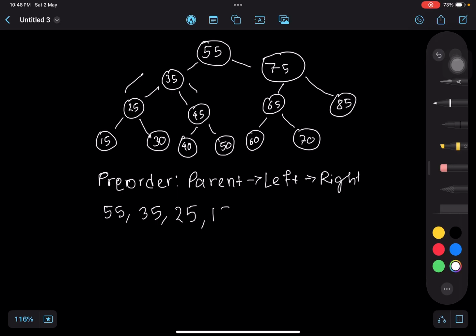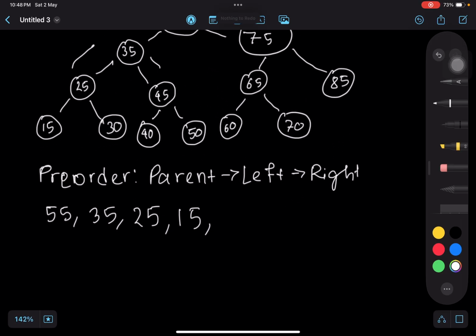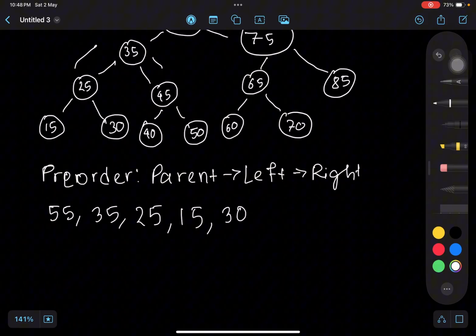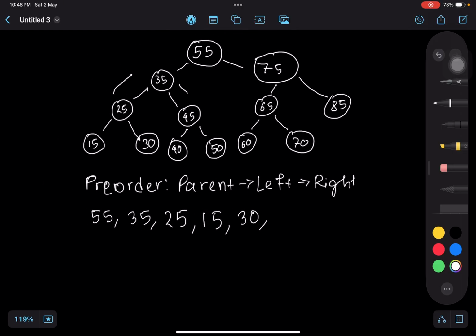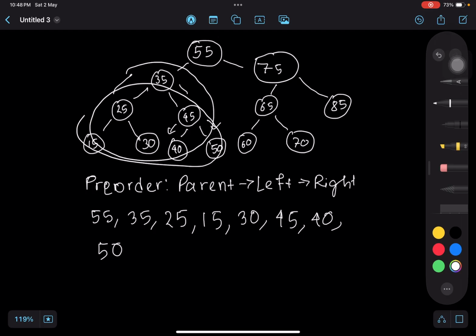Left of 25, 15. Right of 25, right of 35, we have 45. Left of 45, 40. Right of 45, 50. And the entire left subtree is done.